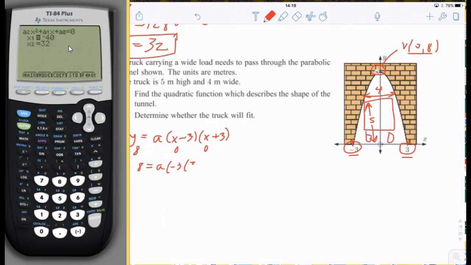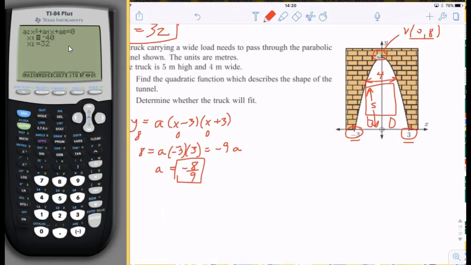-3 times +3 equals -9a. So a is equal to -8/9. That makes sense, right? A is negative because the parabola is turned upside down, it's opening down. Okay? So our equation is going to be -8/9 times (x minus 3)(x plus 3). Now it says determine whether the truck will fit.